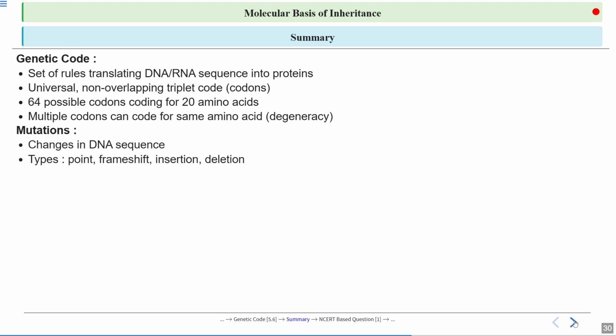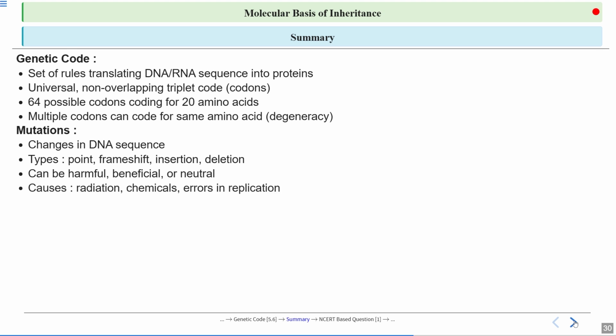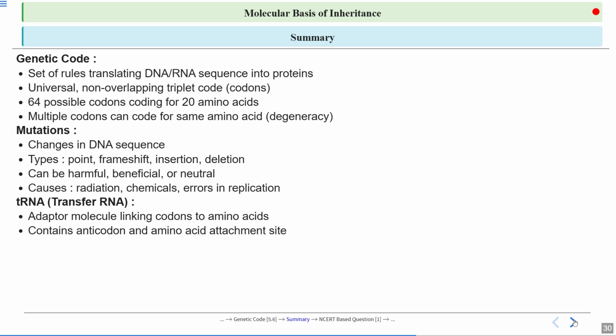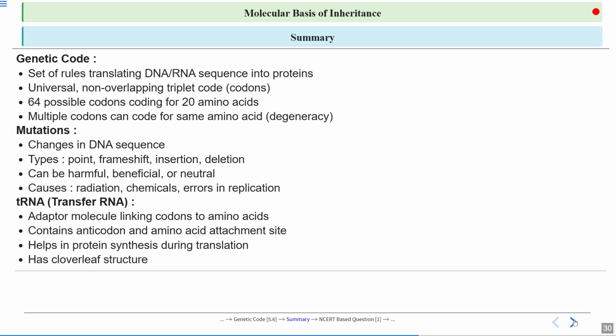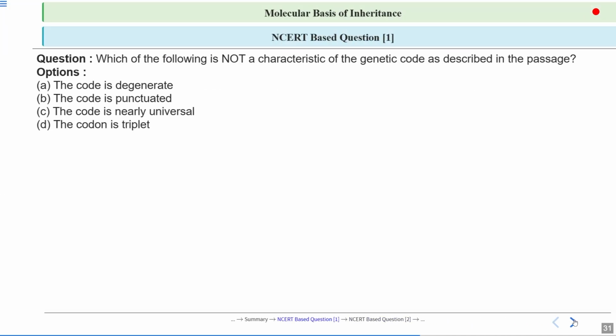If we talk about mutations, these are changes in the DNA sequence, for example point, frame shift, insertion, deletion. They can be harmful, beneficial, or neutral. Causes include radiation, some chemicals, and errors in replication. tRNA, the transfer RNA, is an adapter molecule linking a codon to its respective amino acid. It contains an anticodon and an amino acid attachment site, helps in protein synthesis during translation, and has a clover leaf structure in 2D.